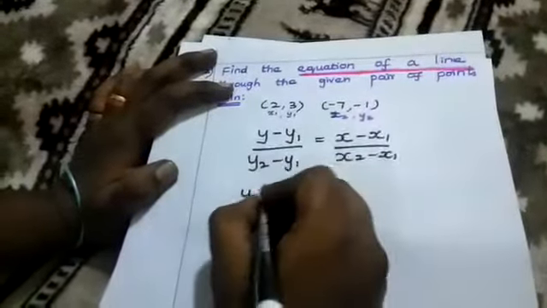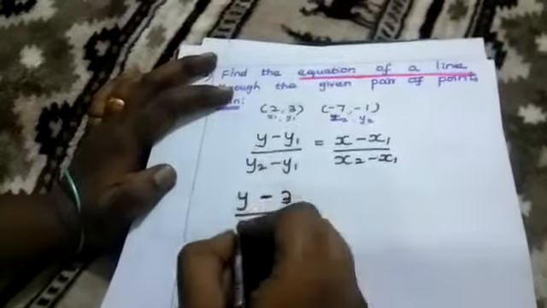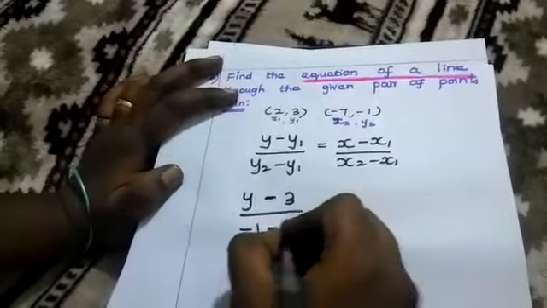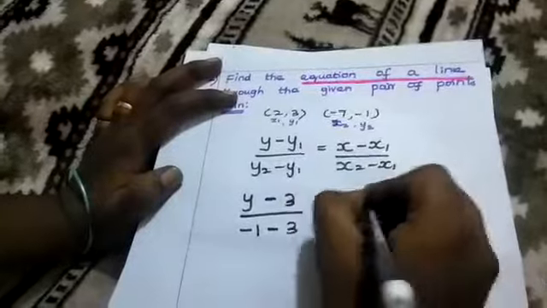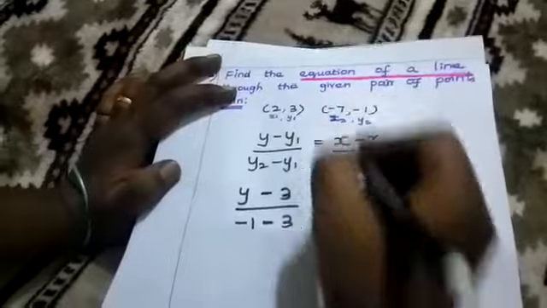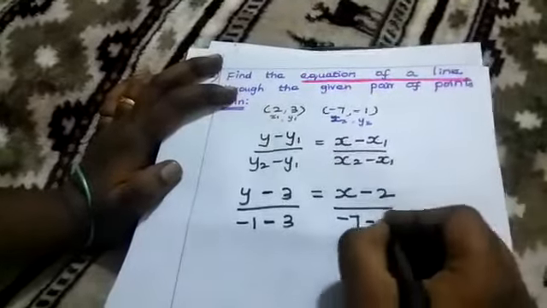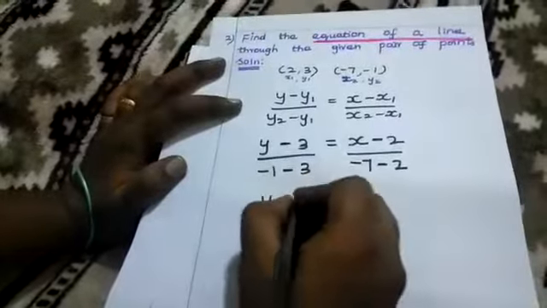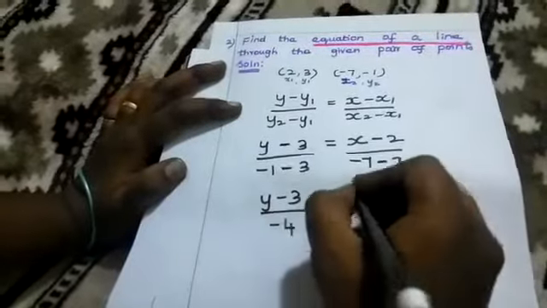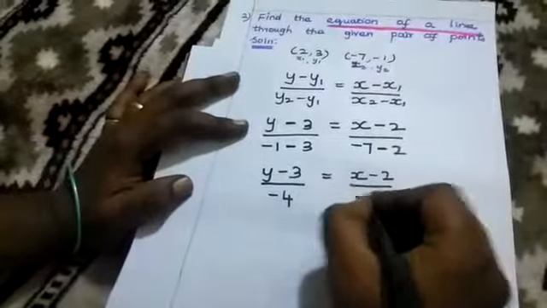So y minus, here instead of y1 I should substitute 3. Instead of y2 I should substitute minus 1. Then minus y1, instead of that I should write 3, equal to x minus, here instead of x1 I have 2, and x2 I have minus 7. Then here I have minus, then x1 we have 2. Now y minus 3, and minus 1 minus 3 will become minus 4, is equal to x minus 2, and minus 7 minus 2 will become minus 9.